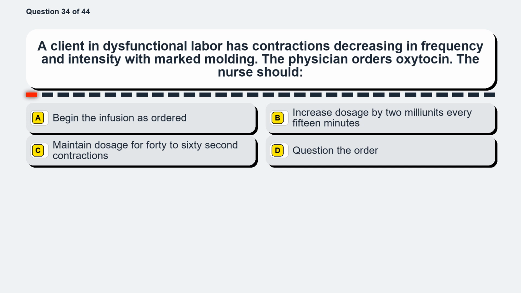Question 34. A client in dysfunctional labor has contractions decreasing in frequency and intensity with marked molding. The physician orders oxytocin. The nurse should: Option A, begin the infusion as ordered. Option B, increase dosage by 2 milliunits every 15 minutes. Option C, maintain dosage for 40 to 60 second contractions. Option D, question the order.